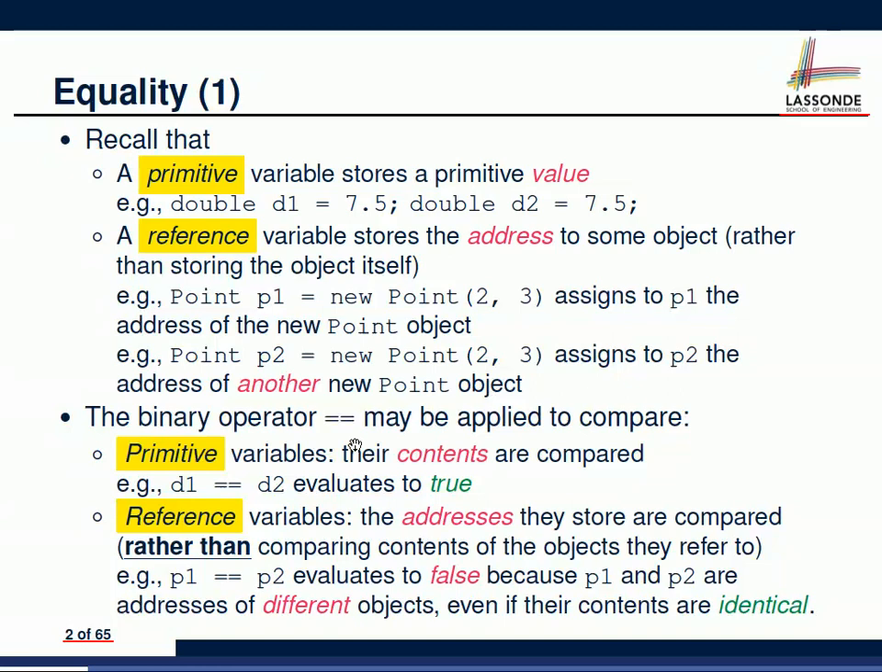So now here comes the question. If you look at p1 and p2 over here, p1 simply points to an object where x is 2, y is 3. p2 is pointing to a different Point object. However, the contents happen to be the same. x is also 2, y is also 3. So now, if you do p1 == p2, that will tell us false, because they're different objects.